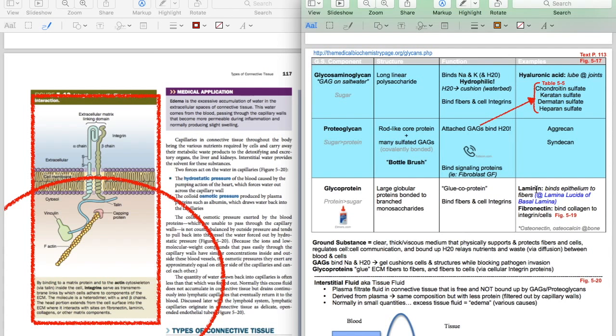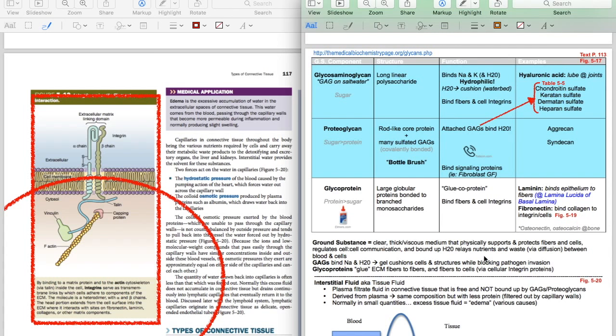Fibronectin: fiber, sticky. It binds collagen to the integrin of cells. So those words sound sticky. Laminin, sticky. Fibronectin, sticky. What's sticky? Glue. Glycoprotein binds fibers and cell integrins. And then this laminin is also going to be binding epithelium, binding the lamina lucida. Okay.